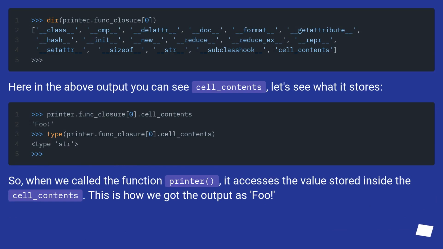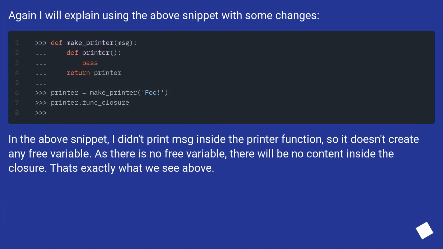Here in the above output you can see cell_contents. Let's see what it stores. So, when we called the function printer, it accesses a value stored inside the cell_contents. This is how we got the output as foo. Again, I will explain using the above snippet with some changes. In the above snippet, I didn't print message inside the printer function, so it doesn't create any free variable. As there is no free variable, there will be no content inside the closure. That's exactly what we see above.